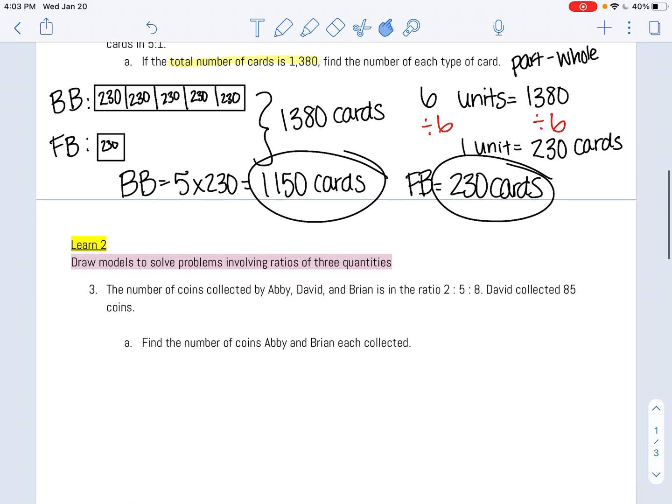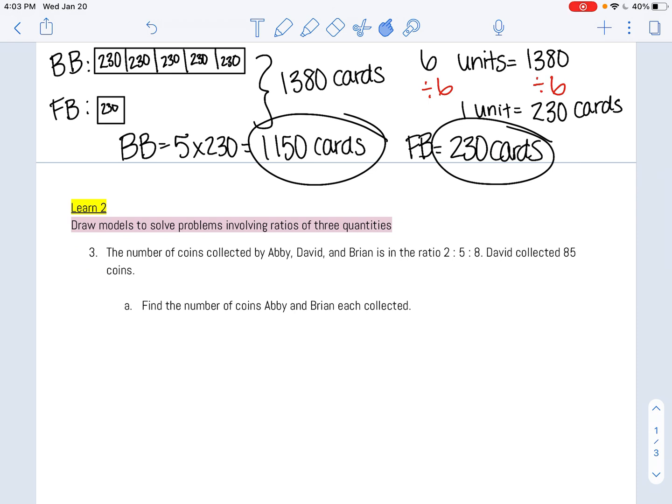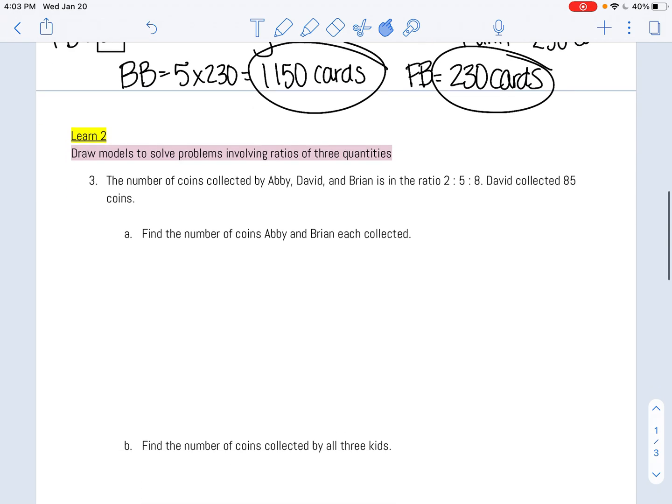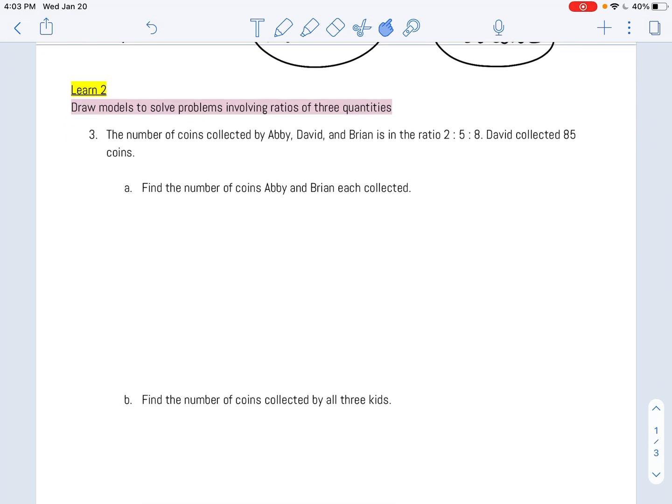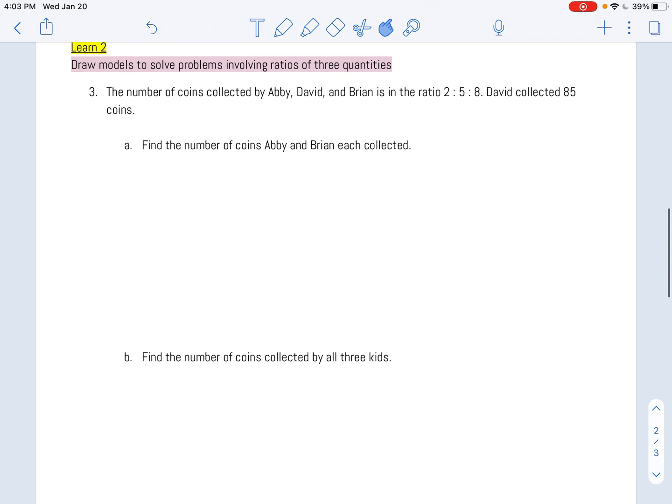Let's keep going. Moving on to Learn 2. We're going to continue to draw models to solve problems, but now instead of 2 numbers in our ratio, we're going to be looking at ratios that have 3 numbers. So problem 3, the number of coins collected by Abby, David, and Brian is in the ratio of 2 to 5 to 8. We also know that David collected 85 coins. So in part A, we want to find the number of coins Abby and Brian each collected.